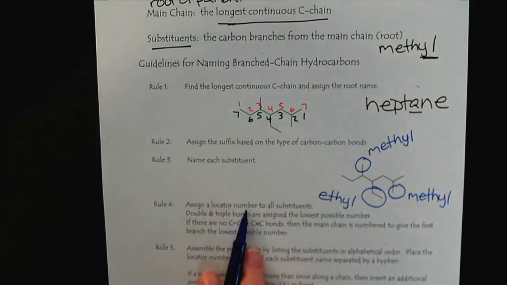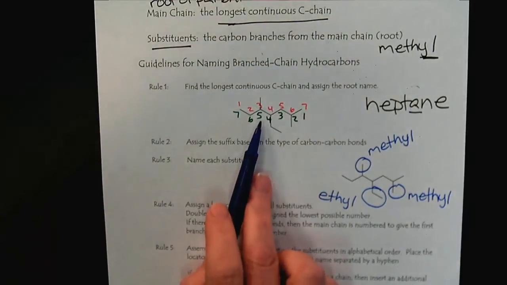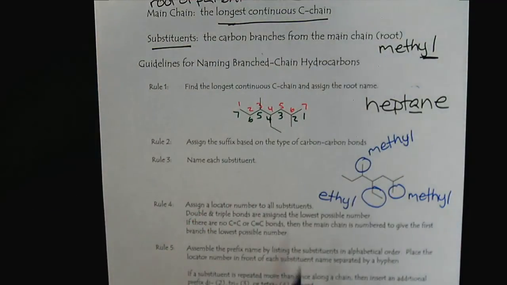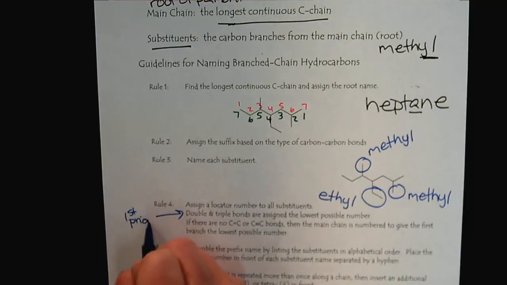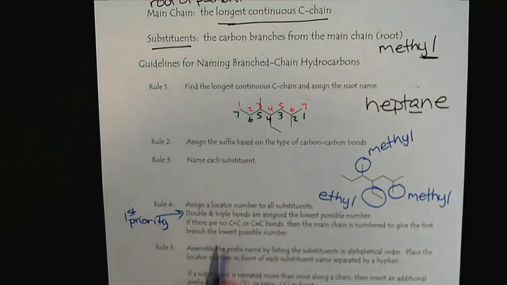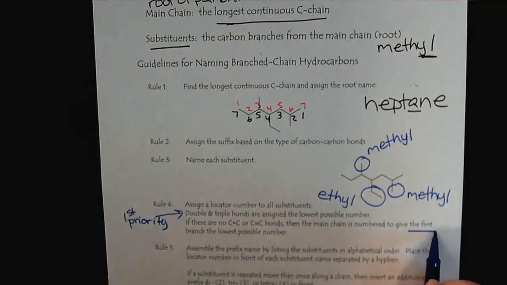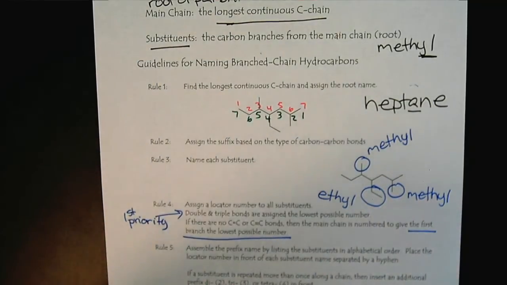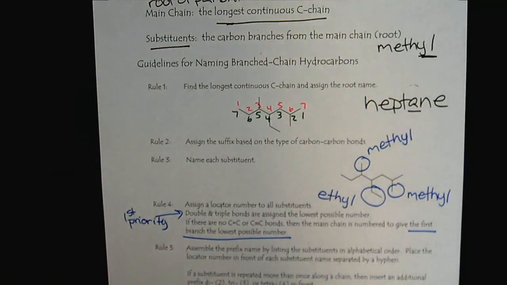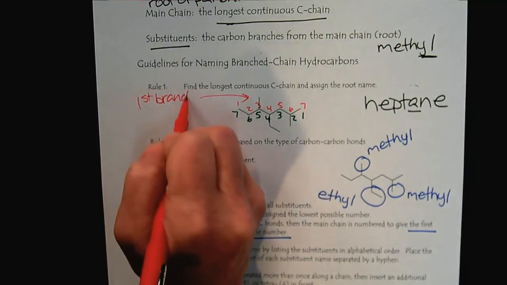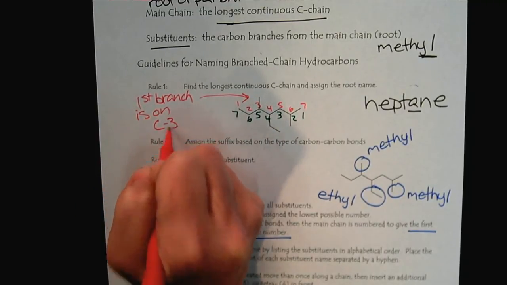Okay, now we have to assign the locator numbers. This is how we decide, should we be using the red numbers or the green numbers? And so, there are no double or triple bonds. If we did, this is the first priority. However, for this molecule, we don't have any double or triple bonds. So then what we do is we want the first branch to have the lowest possible number. So if we look at the red numbers, right, the first branch is on carbon 3.